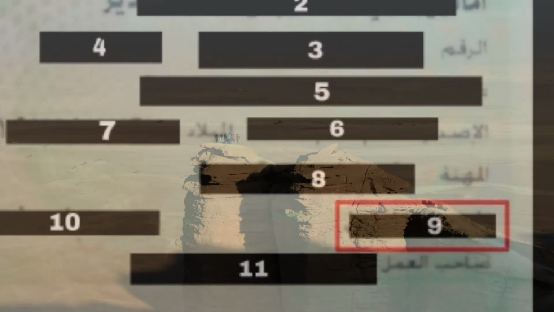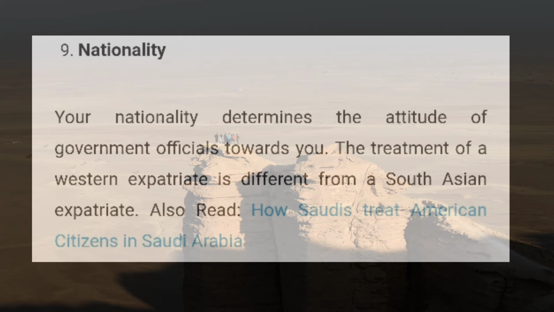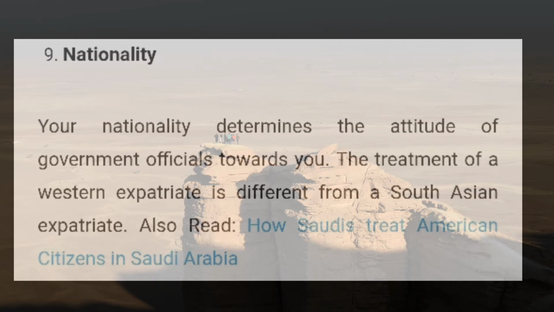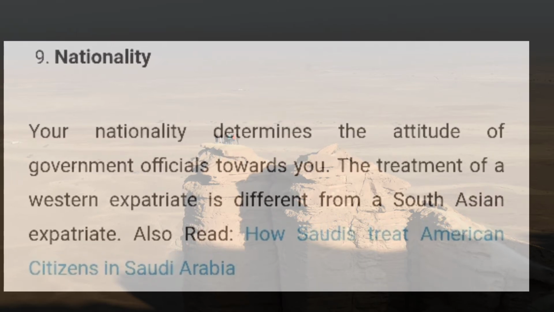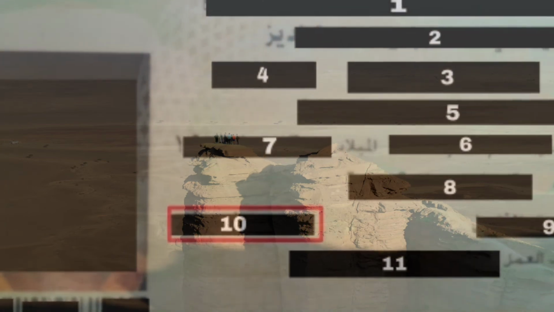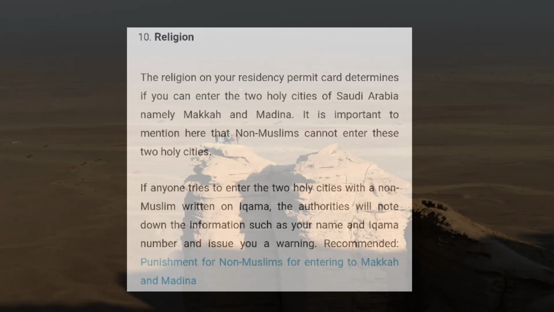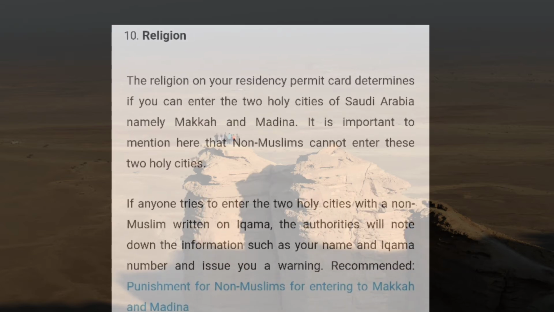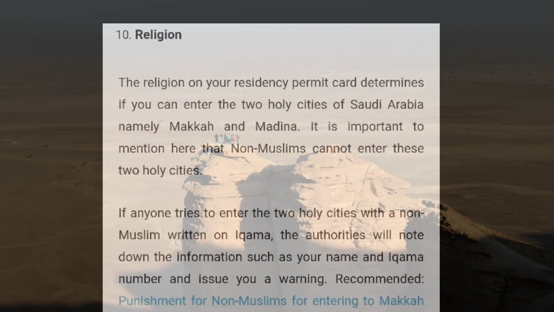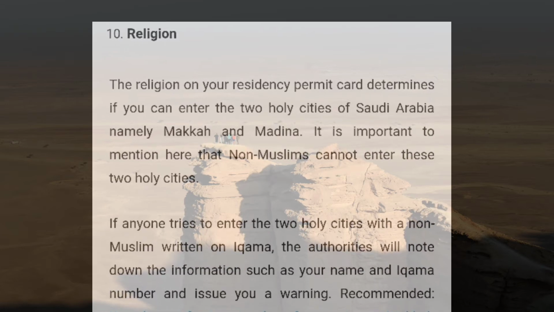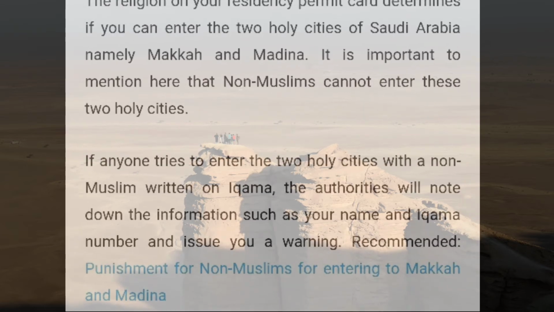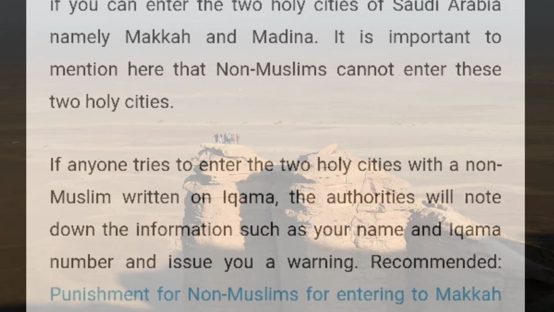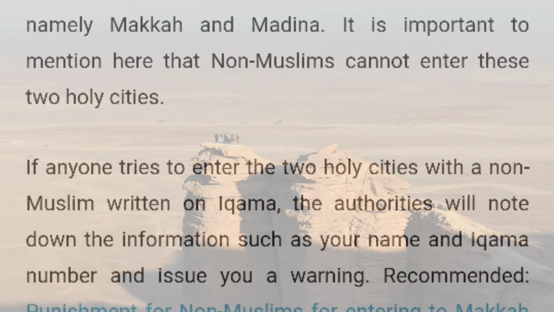Number 9. Nationality. It determines your country of origin. Number 10. Religion. The religion on your residency permit card determines if you can enter the holy cities of Saudi Arabia, namely Makkah and Medina. It is important to mention here that non-Muslims cannot enter these two holy cities. If anyone tries to enter the two holy cities with a non-Muslim written on Iqama, the authorities will note down the information such as your name and Iqama number and issue you a warning.